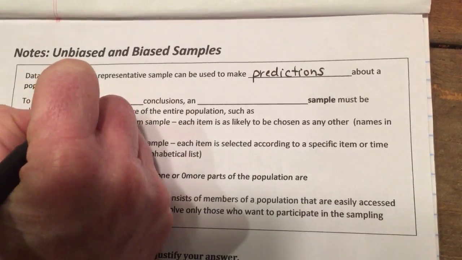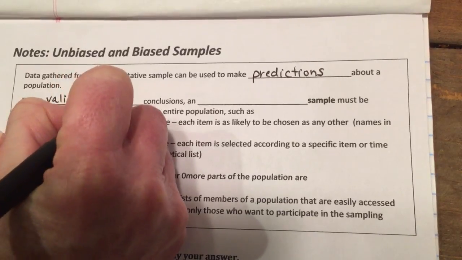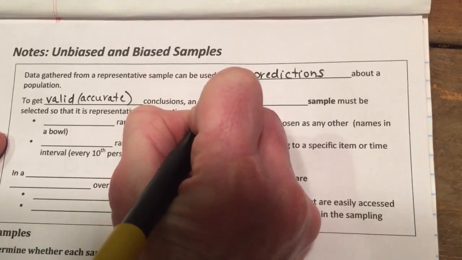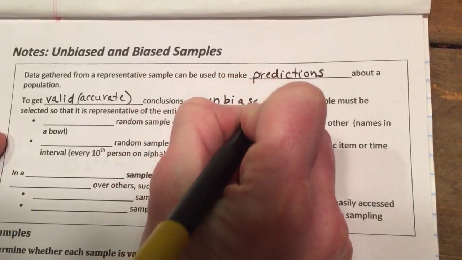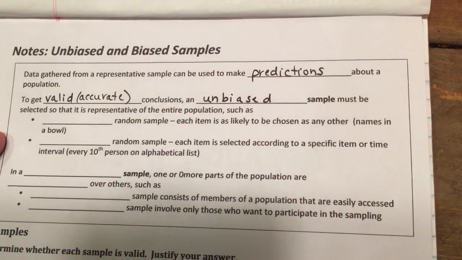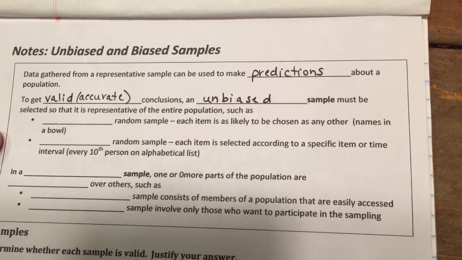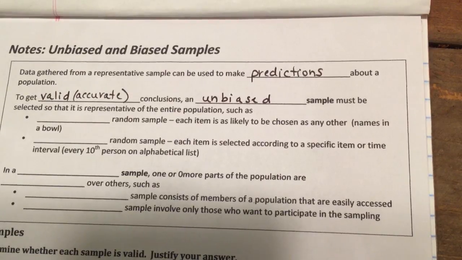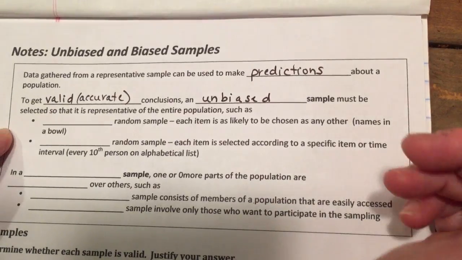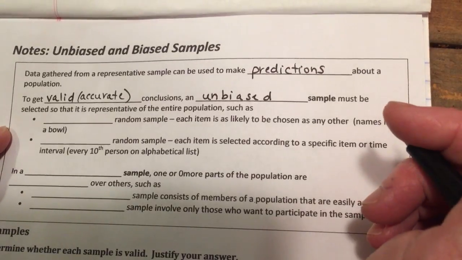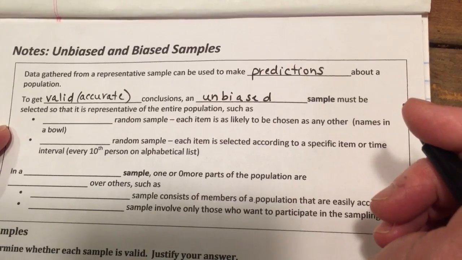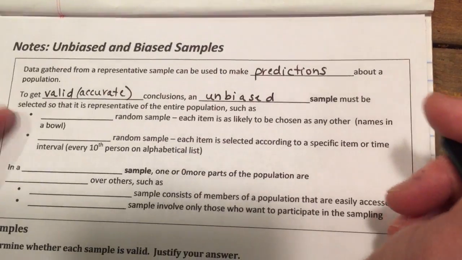All right, so to get a valid conclusion, or valid really just means accurate or correct, you have to have something called an unbiased sample. It must be selected so that it is representative of the entire population. There are two types of unbiased samples, and it's unbiased because it's not going to skew the data one way or the other. It's not going to favor one over another, and that way it's a true representation of what's really going on.